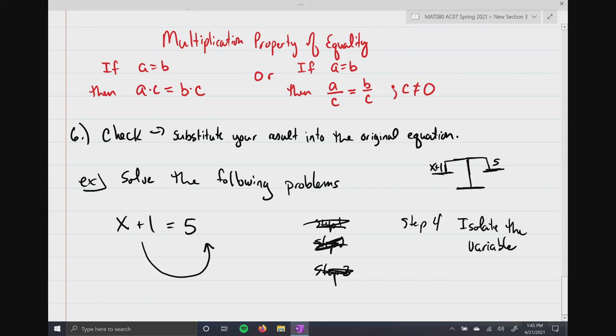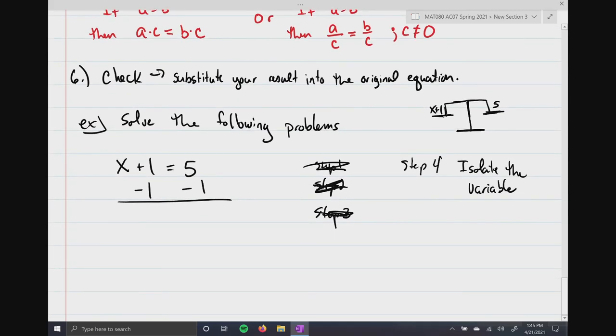Now, in order for me to keep everything equal, but move the positive one from the left over to the right, I will end up subtracting one from both sides. Now, watch what happens. On the left-hand side, 1 minus 1 is 0, so that 1 is no longer there. It's only the letter X. And on the right-hand side, technically, and I'm only going to show this maybe once or twice, you get the 5 minus 1.